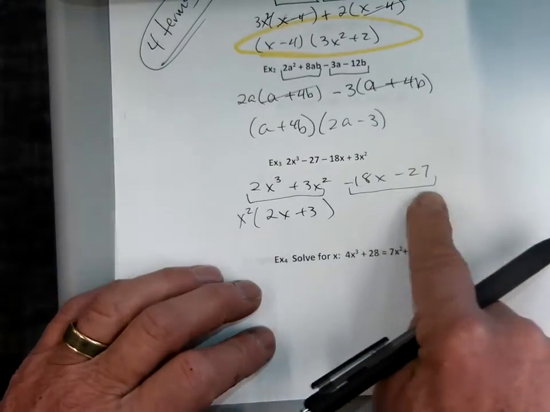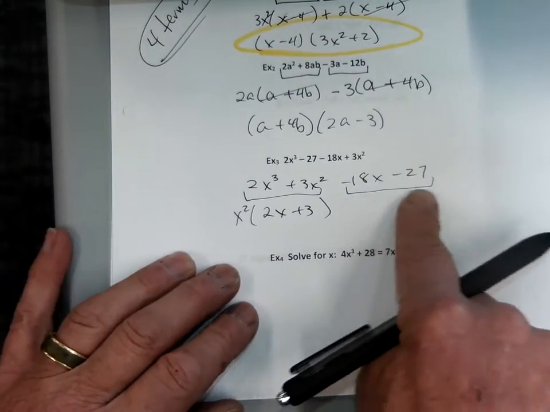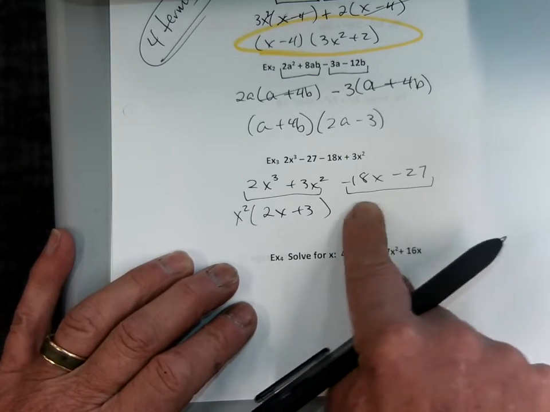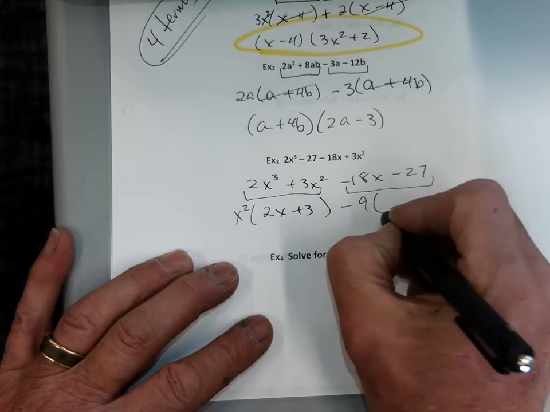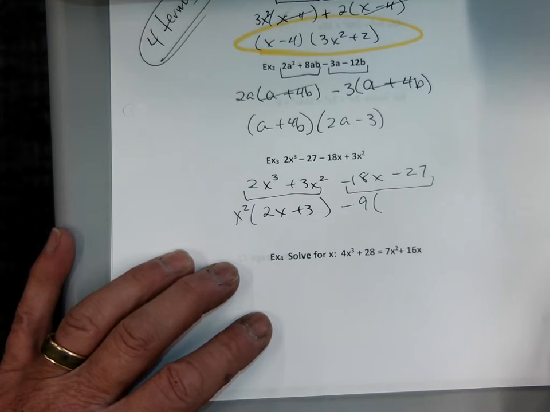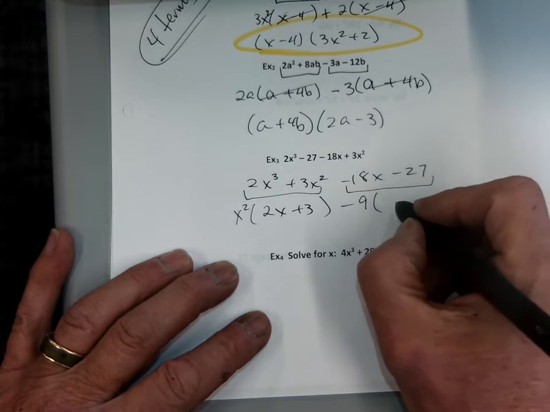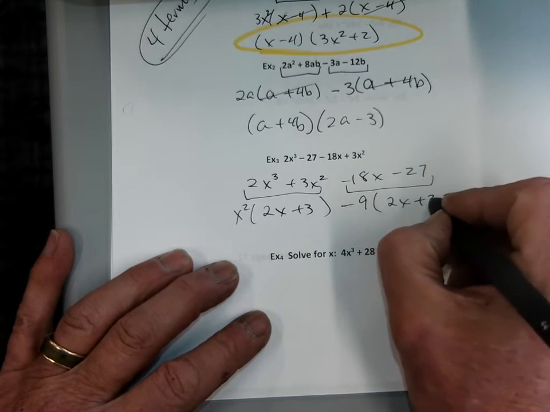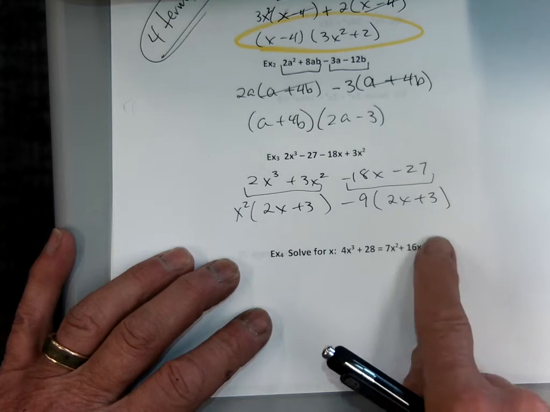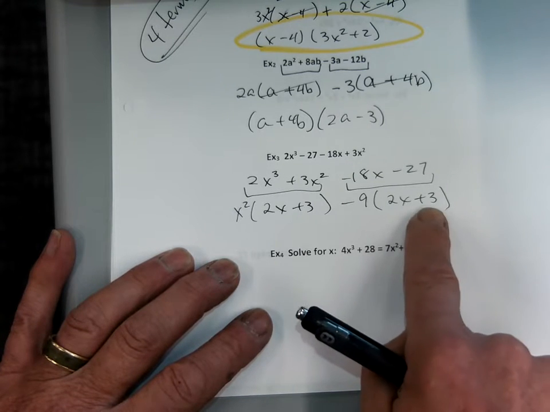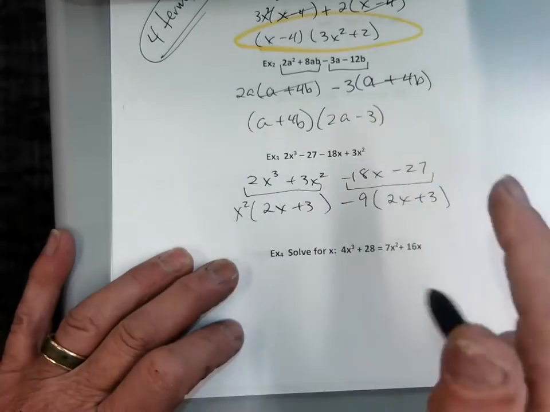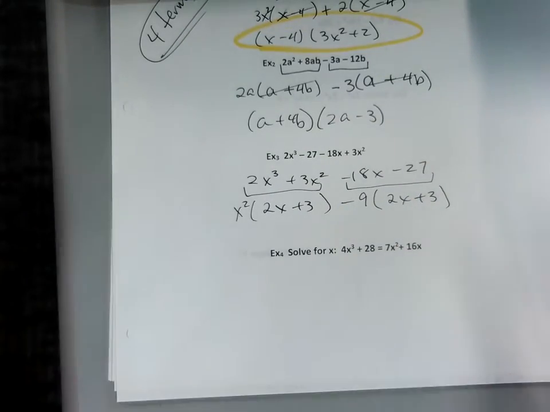Okay, what about this pair? What do these two have in common? Yeah, how about a negative 9? You okay with a negative 9, Scott? And then what would be left inside? 2x plus 3. You okay with 2x plus 3? You okay with the plus 3? I think Grace said the negative, right, Grace? You said that earlier up here, right?